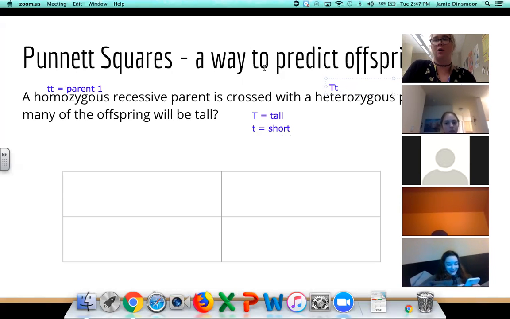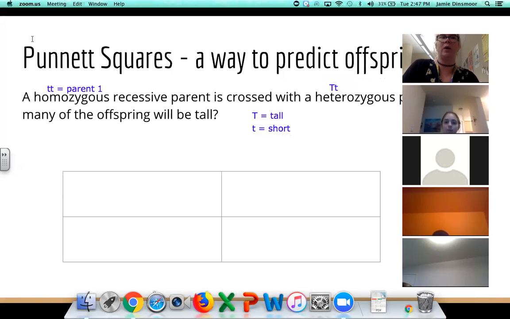Our other parent, though, their egg or sperm will be different. They'll have 50% with big T's and 50% with little t's, right? In this case, 50% with the gene for tall, 50% with the gene for short. So really, this heterozygous parent is the one who will determine what the offspring look like.